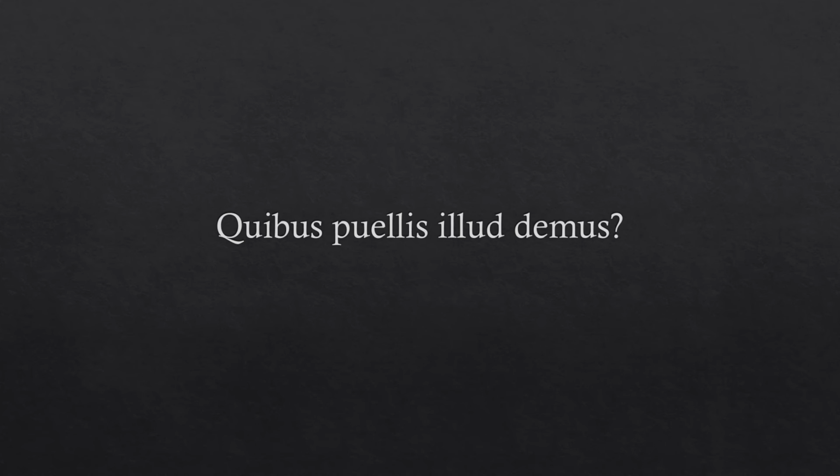Let's do another one. How would you translate quibus puellis illud demus? To which girls should we give that thing? Here you'll see that quibus, our interrogative adjective, comes at the beginning of the sentence, and because it's an adjective, it is modifying puellis, and thus agrees in gender, case, and number.